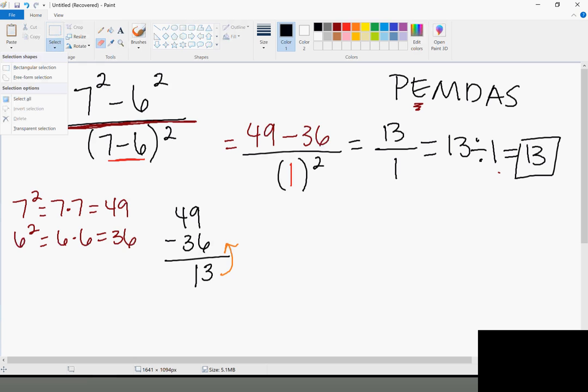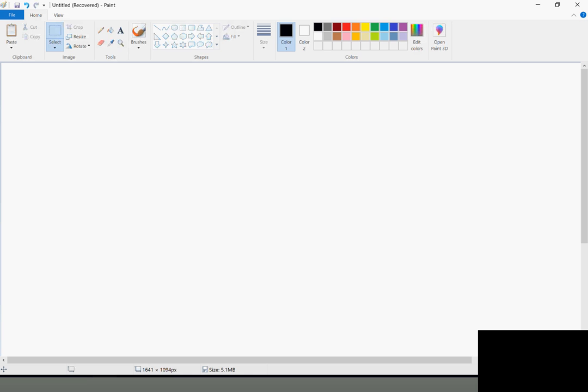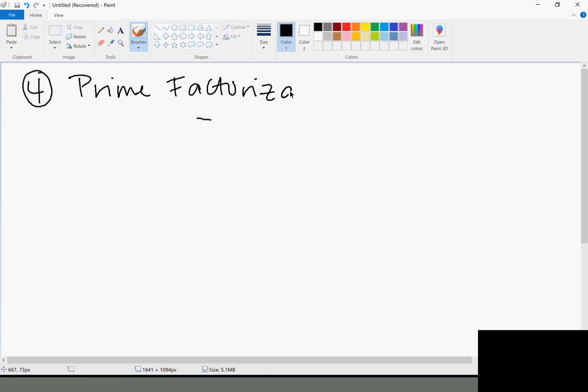Okie doke. Okay. So number 4, we're looking at a prime factorization. I know my handwriting is sketchy, but I'm doing the best I can. Okay, so we want to determine the prime factorization of 198.